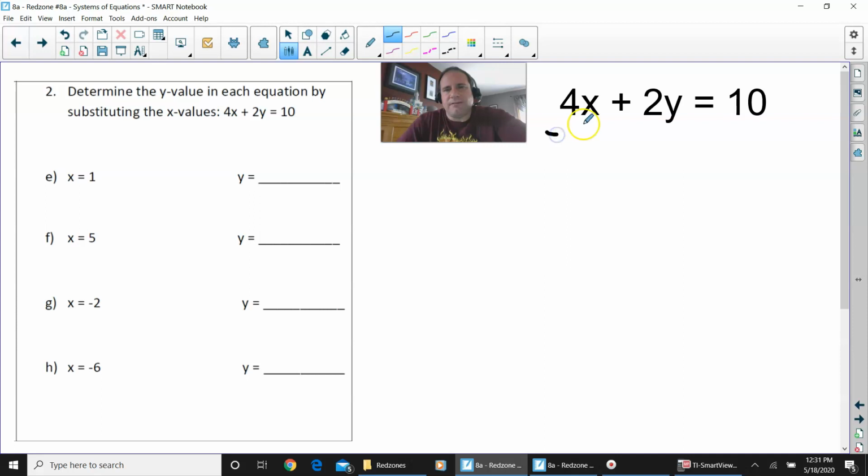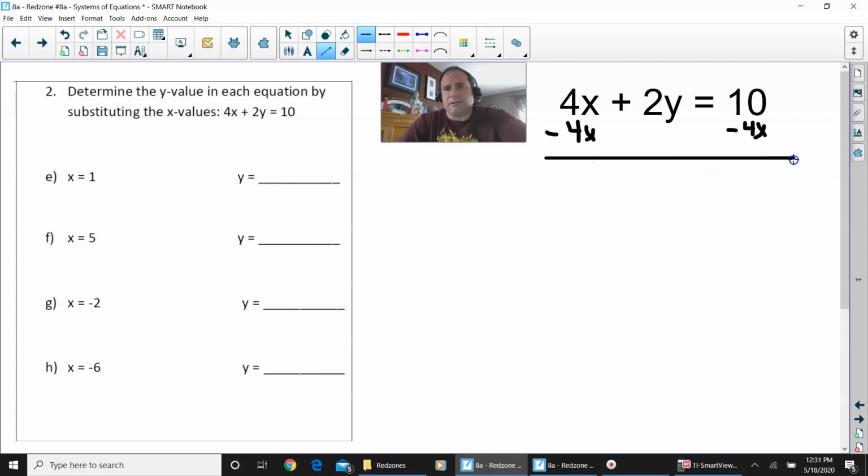You have to get this 4x over to the other side of the equal sign, and the first thing you do is the opposite of positive 4, which is negative 4. So I'm going to bring that over to the other side. That will leave the 2y alone on this side, on the left side of the equation. So this cancels out. Then you have 2y equals negative 4x, and I put the negative 4x first because I like to see it in y equals mx plus b format, plus 10.